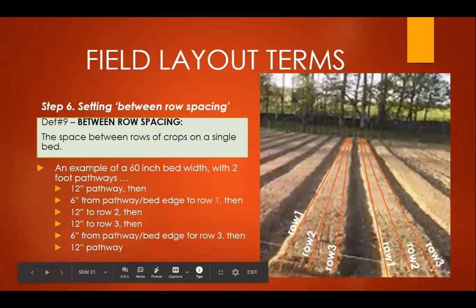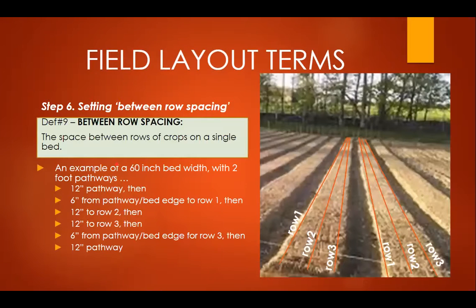Okay, moving on to definition number 9. Number 9 is between row spacing, and that's exactly what it sounds like. This here is the space between the rows of crops on a single bed. Now, I threw out some examples of how to arrange your bed width and your pathways versus your beds on a 48-inch bed width and on a 60-inch bed width.